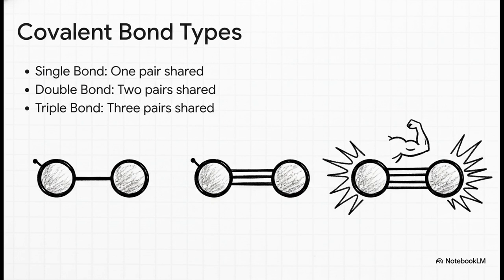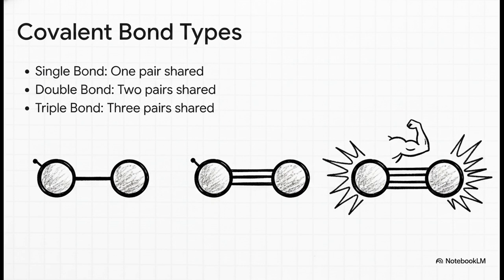But what's really amazing is that atoms don't just stop at sharing one pair of electrons. Notice how hydrogen stops at sharing one pair, making a single covalent bond. But oxygen gas, O2, actually shares 2 pairs, creating a double covalent bond. And nitrogen gas, N2, it shares 3 pairs of electrons. That triple covalent bond is literally one of the strongest bonds found in nature.